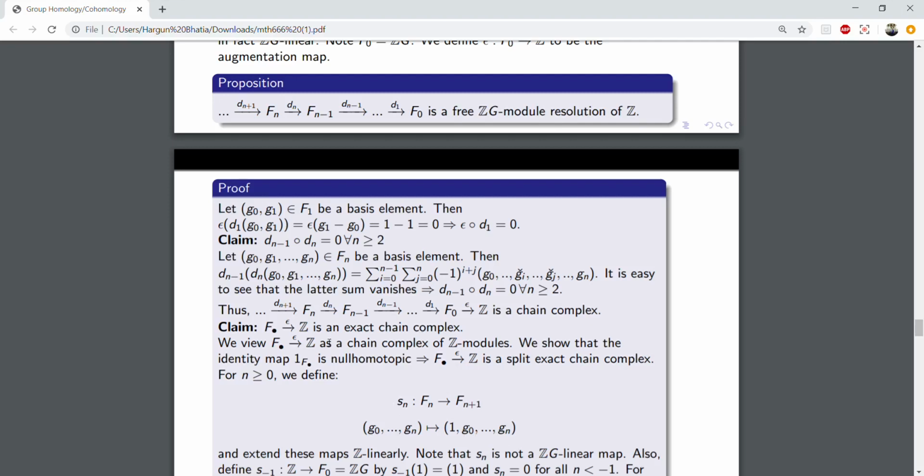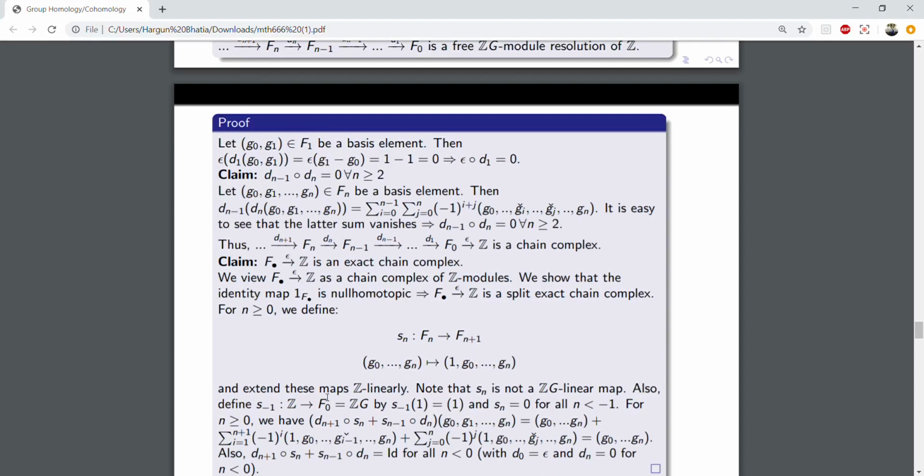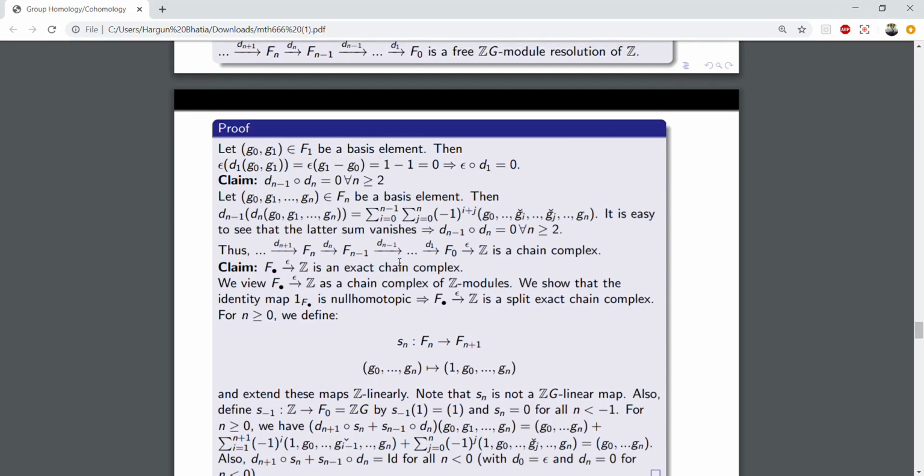We view this chain complex as a chain complex of Z modules, because these maps are only Z-linear. Now of course you have to define the map from Z to F0. This map from Z to F0 is defined by taking 1 to the element 1, that is S minus 1 sends 1 to 1, and of course there are zeros on the right. The maps from 0 to Z, from 0 to 0, are called 0. So I define Sn to be 0 for all n less than minus 1.